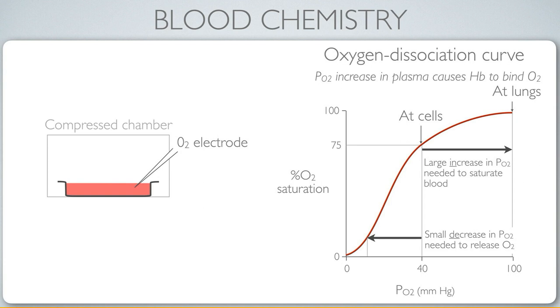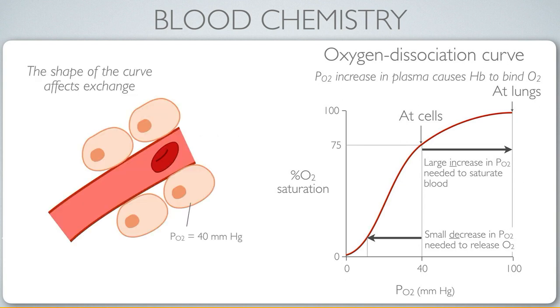All right, that's just a statement about the nature of the measurement that we're making here, that we're increasing the partial pressure in the plasma because we're exposing that plasma to an increase in partial pressure of the gas that's above it. Now, let's get back to the shape of the curve affecting this exchange. So just consider the exchange that occurs at the level of the cells. It's not hard to envision what happens in the lungs, right?